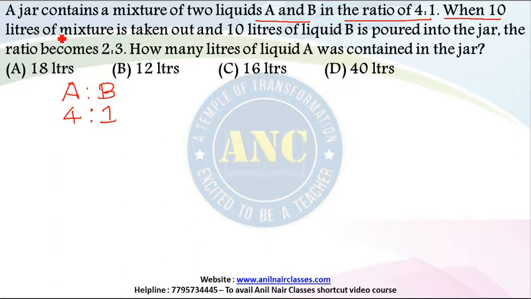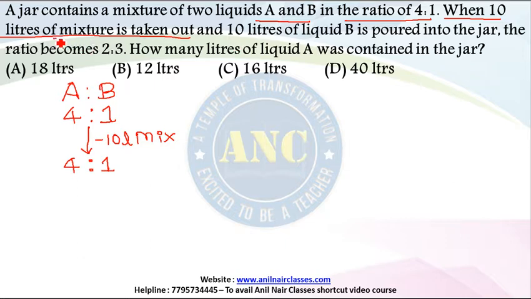When 10 liters of mixture is taken out, that means I am taking out 10 liters of mixture. Think logically, initial ratio is 4:1. If I take out any liters of mixture outside, the present ratio will still be 4:1. I discussed the concept before solving the problems. I believe that the concept is very clear for you. The present ratio again now is 4:1.